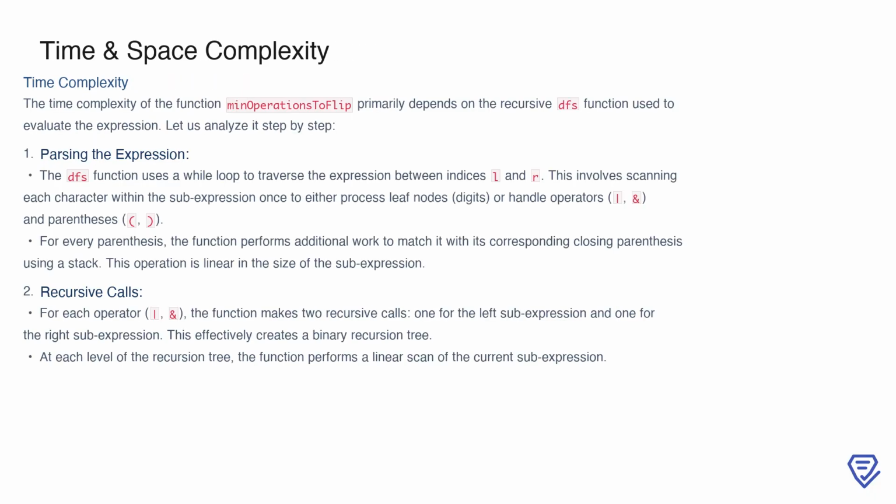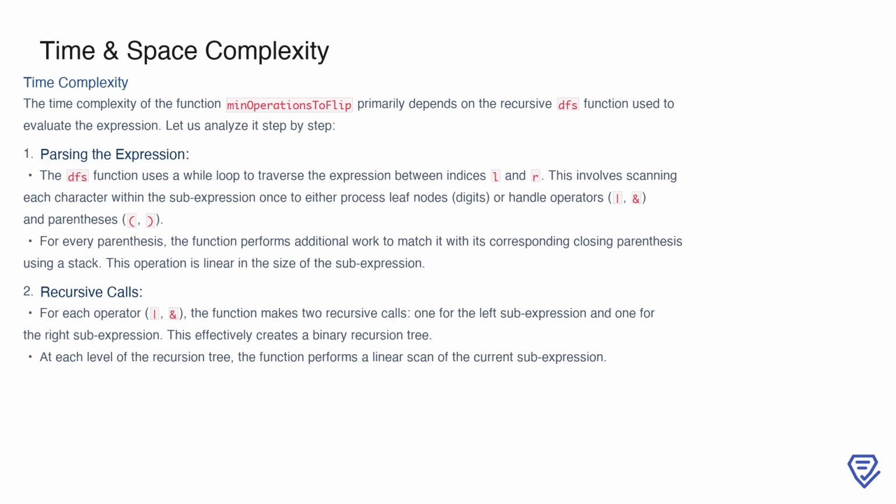The time complexity of the minOperationsToFlip function is largely influenced by the recursive DFS function, which processes the expression. First, consider how the expression is parsed. The function uses a while loop to traverse the expression between the given indices L and R. During this traversal, each character is processed exactly once. For example, digits are treated as leaf nodes, while operators like AND, as well as parentheses, require more complex handling. Parentheses, in particular, involve matching opening and closing pairs using a stack, which is a linear operation relative to the size of the current sub-expression.